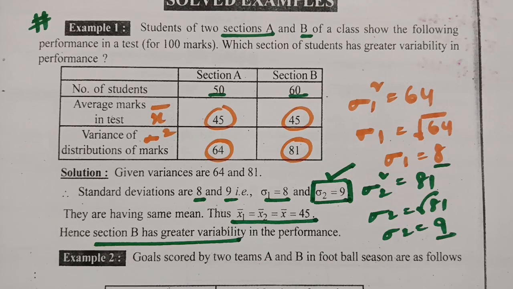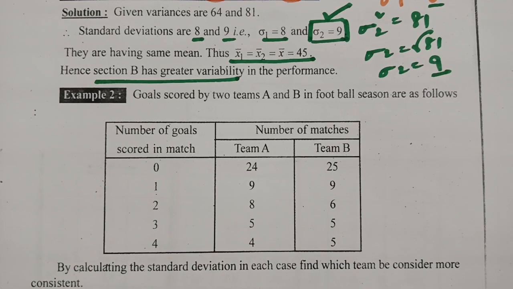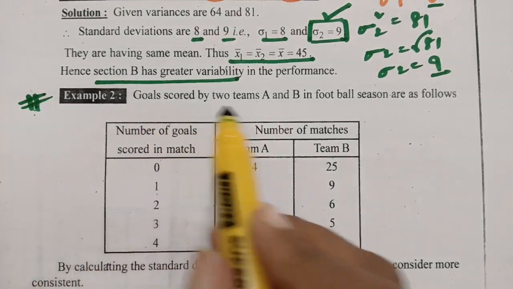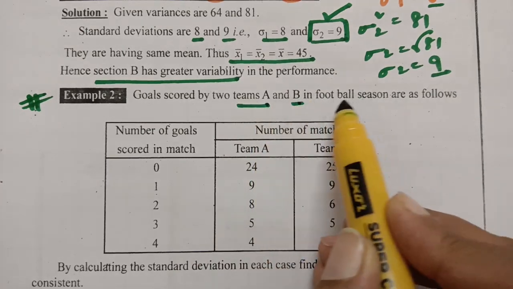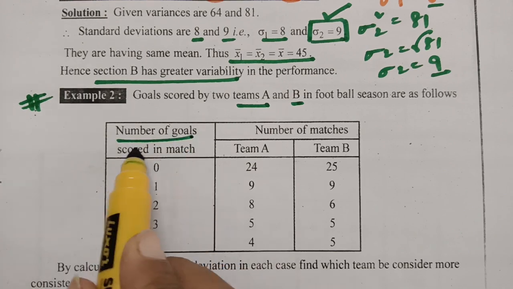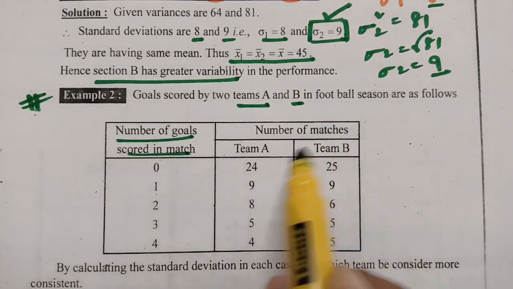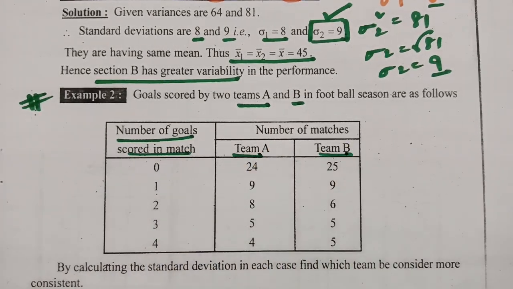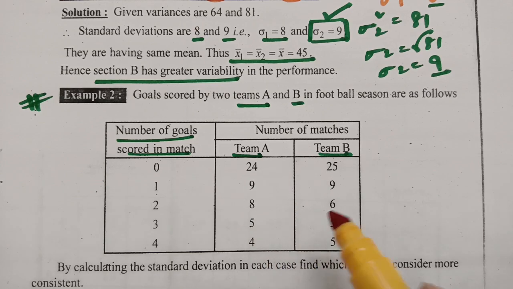This is how we have to check if you are having equal means. And the second question here is: goals scored by team A and B in the football season are as follows. So the number of goals scored in the match and the number of matches for team A and team B. See here, these are the values given.